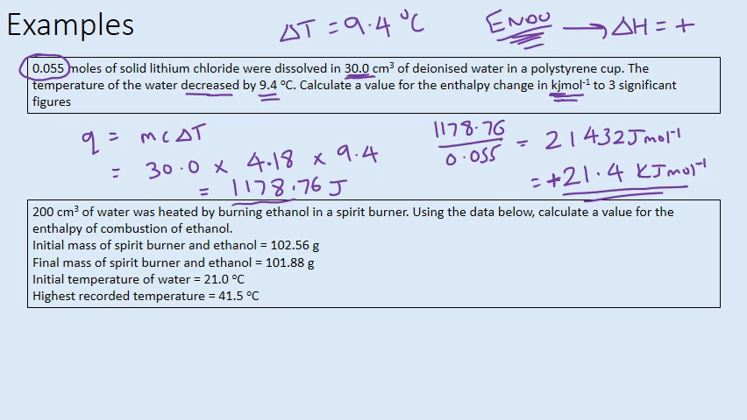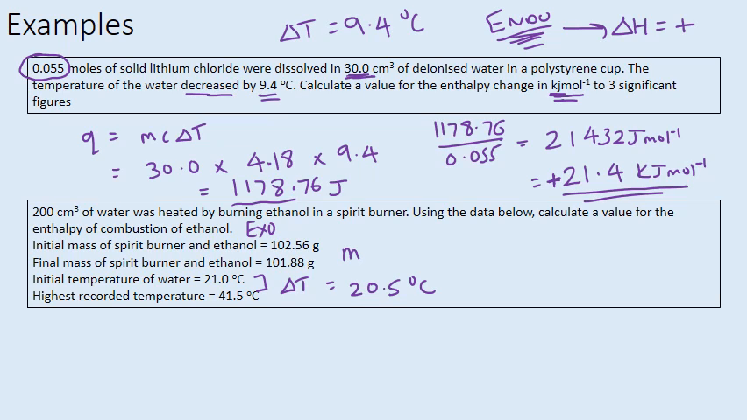Okay. Next one. 200 centimeters cubed of water was heated by burning ethanol in a spirit burner. Use the data as below. Calculate a value for the enthalpy of combustion of ethanol. Well, combustion of ethanol is when 1 mole of ethanol is burnt, and it's going to be exothermic because it's a combustion reaction. Hopefully I'll see the temperature increasing. Yes, I do. So I'm going to find my delta T, which is the rise in temperature. 41.5 take away 21 is 20.5.